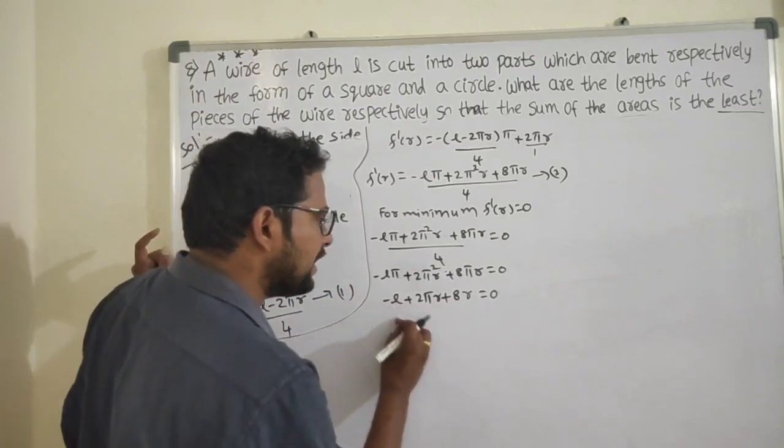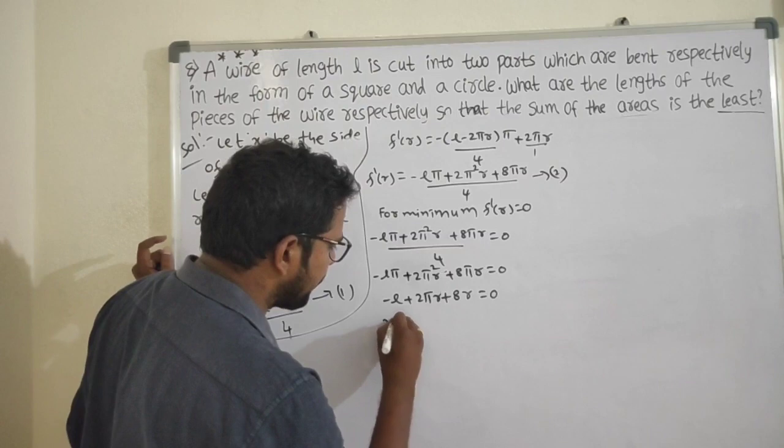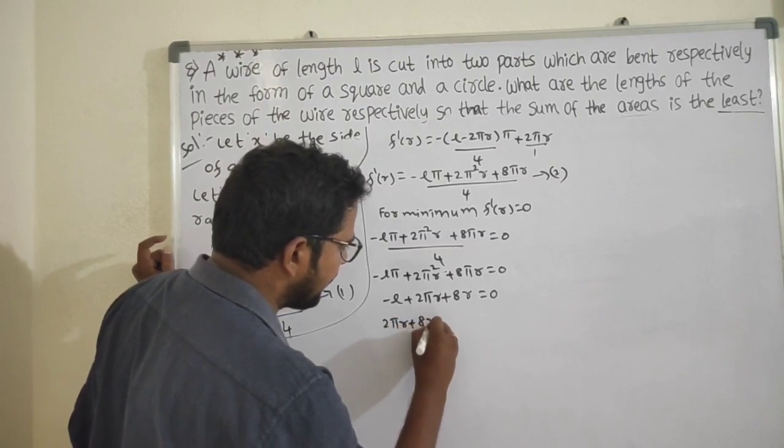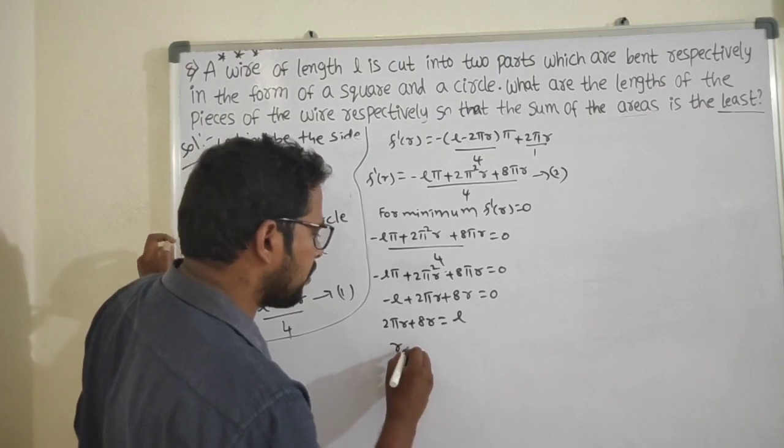So send minus L to the right side. What is the remaining? 2πr plus 8r is equal to L. Take out r common, what is the remaining?